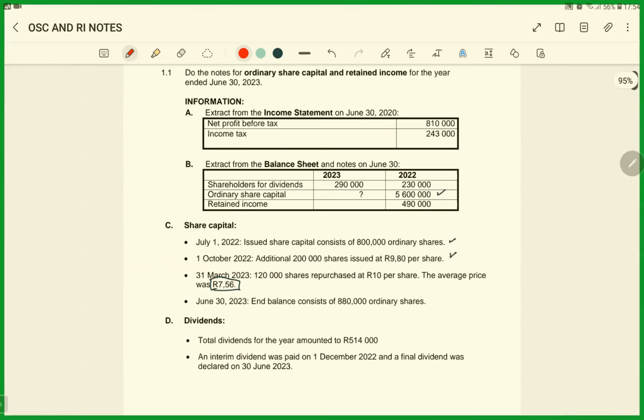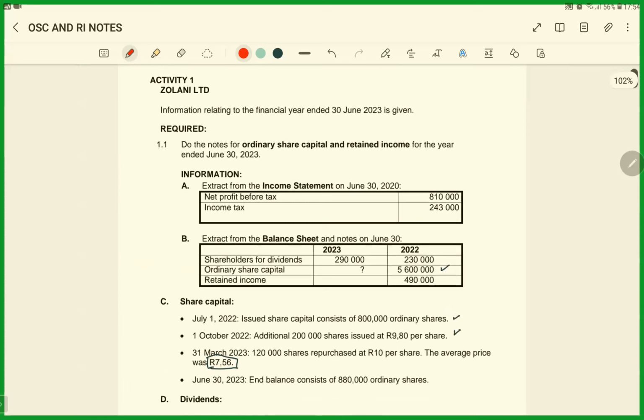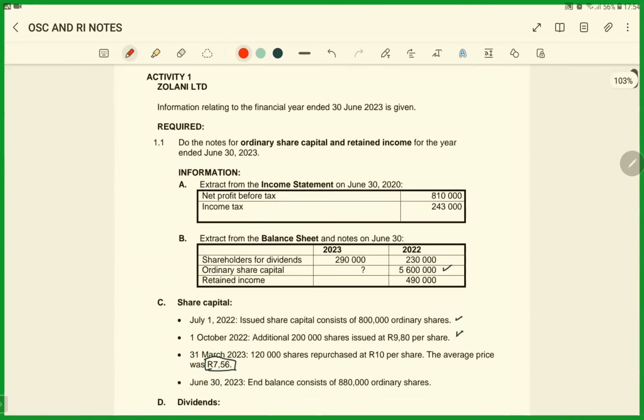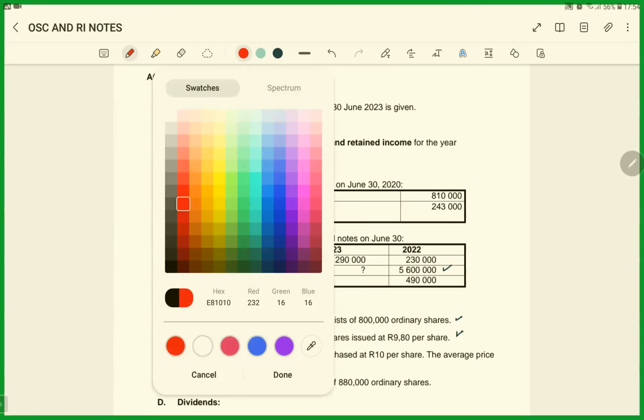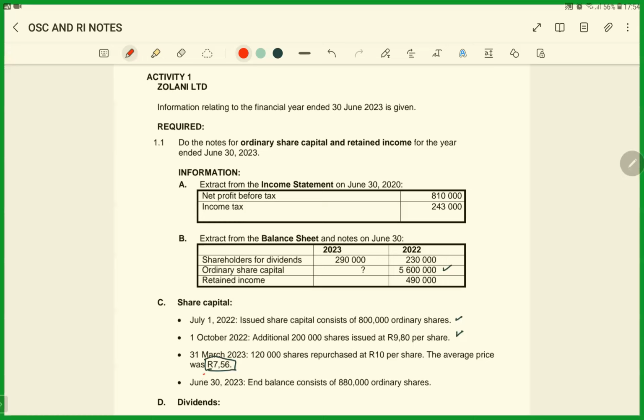For you to be able to write correct answers, you first have to understand the information that you are working with, before you start answering the question itself. You must fully comprehend the information. Here they are telling us that the name of the company is Zolani Ltd. This means it's a public company, it would be a listed company.